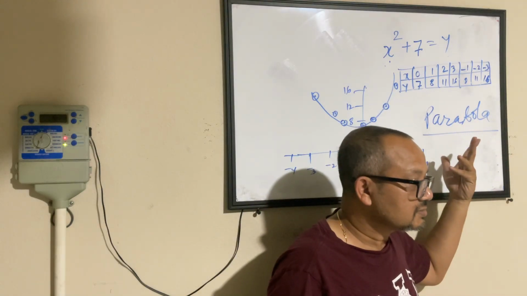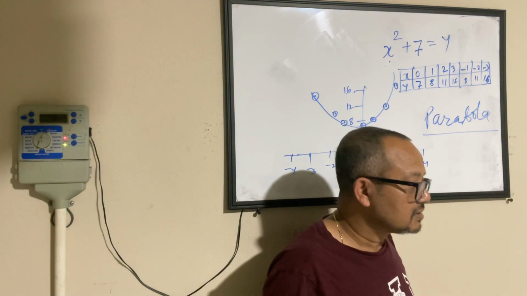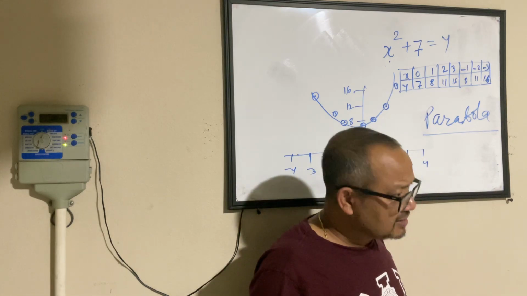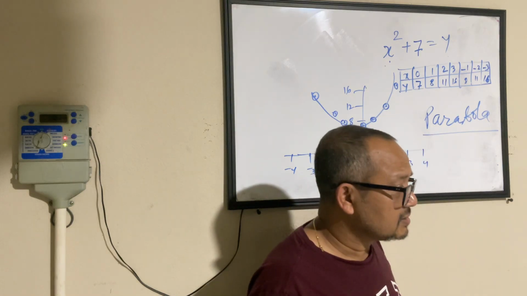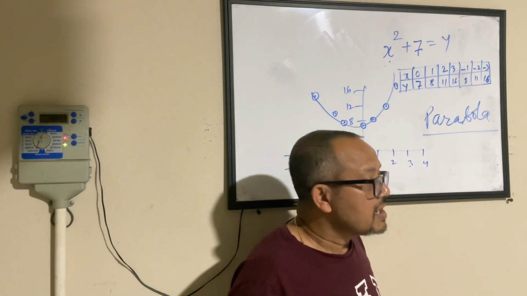So does a parabola have to become a semicircle, or could it be any type of curve? It's not a semicircle. It's a curve.